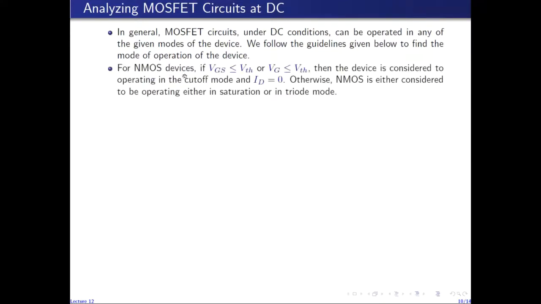For an NMOS device, we know that NMOS starts conducting when VGS is greater than V threshold. So if you find the voltage VGS to be less than V threshold, or if you find the voltage at the gate to be less than V threshold, then you should consider the device to be in the cutoff mode, and ID will be 0. Otherwise, NMOS will be in the on state, and in the on state, it can operate either in the triode mode or in the saturation mode.